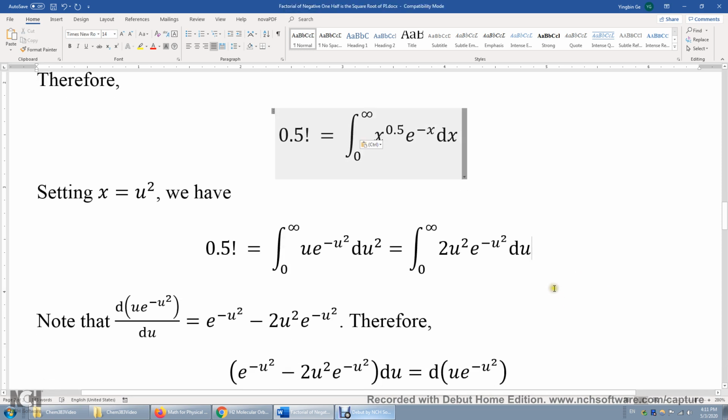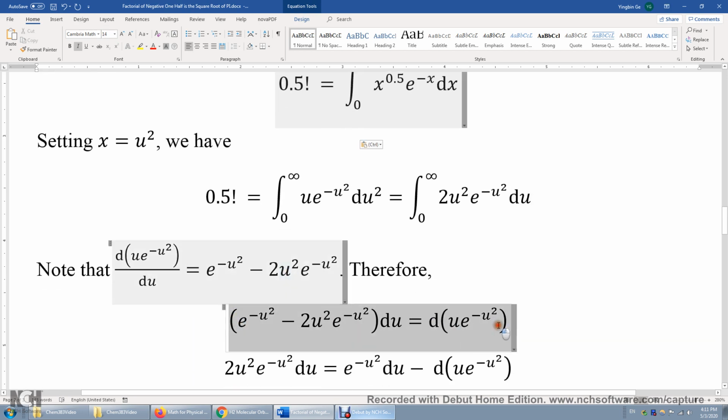So now we'll have to use a little bit of a trick here. Let's look at the first derivative of u times e to the power of negative u squared. So first, the derivative of u is 1. So it's going to be 1 times the Gaussian function, and then minus u times negative 2u times the Gaussian function. So u times negative 2u is negative 2u squared. So we have this here. And then both sides multiplied by du. We got this equation. All right?